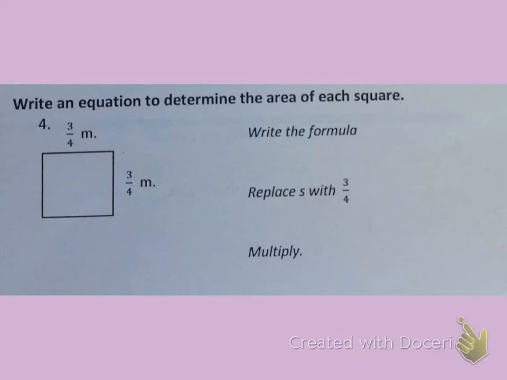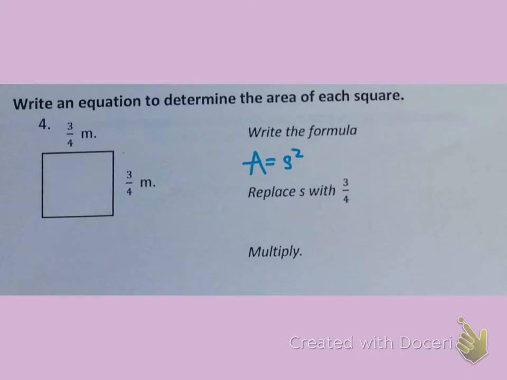Write an equation to determine the area of each square. Just like when we did the area of rectangles, our first step is to write the formula. Always and forever, first step is to write the formula. And the formula to find the area of a square is area equals side squared, because we're doing side times side. Now for this square, we have 3/4 of a meter is the length of each side of the square.